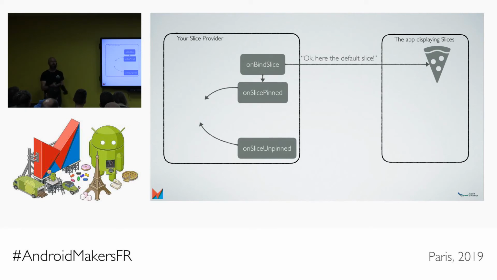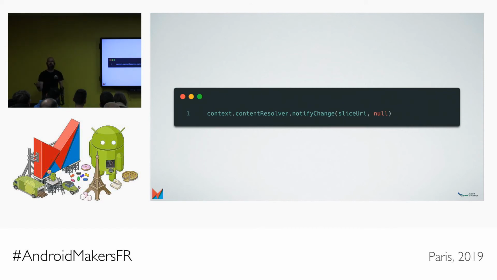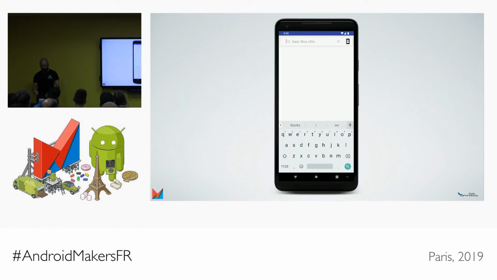And when there's no longer apps displaying slices, your onSliceUnpinned function will be called, and at that moment you can kill all kind of background process and avoid as many memory leaks as you can possibly avoid. So all you have to remember is, when you have fresh content, call content resolver notifyChange with the slice URI which has new content to update on the screen. And it's as simple as that. And with this, you can get dynamic slices with content updating itself, like the one we have here.